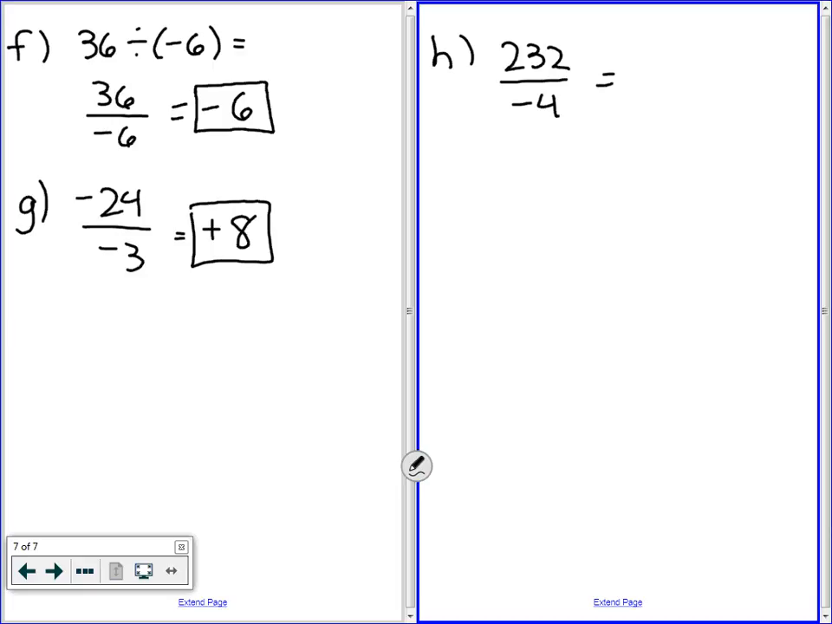Let's start with negatives and positives, okay? What's a positive divided by a negative going to be? Negative, right? Because you're starting with the positive, which means don't do anything, and that's a negative, so it's going to stay negative. Could anyone with the power of their calculator tell me what 232 divided by 4 is? Cassandra, go ahead. Negative 58.